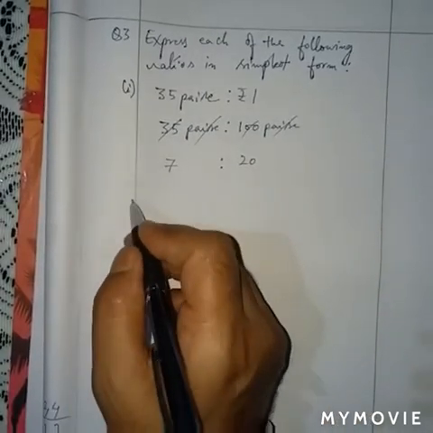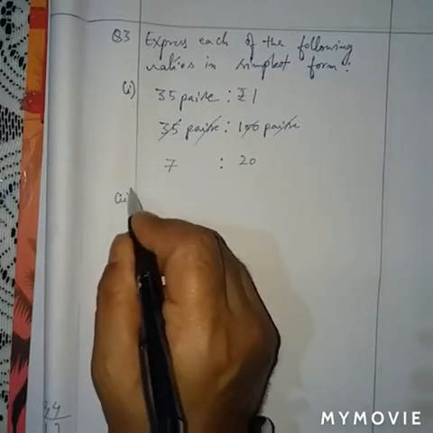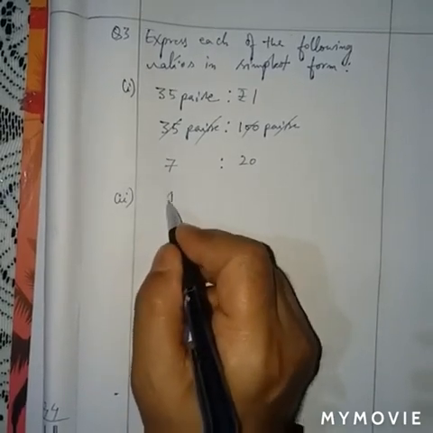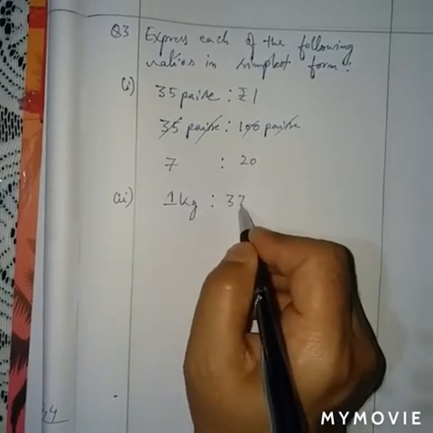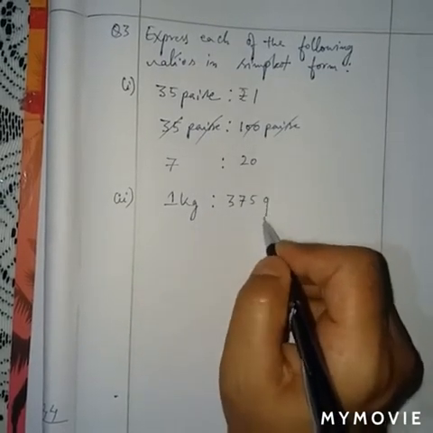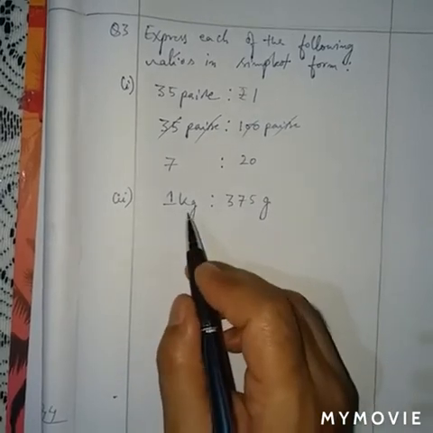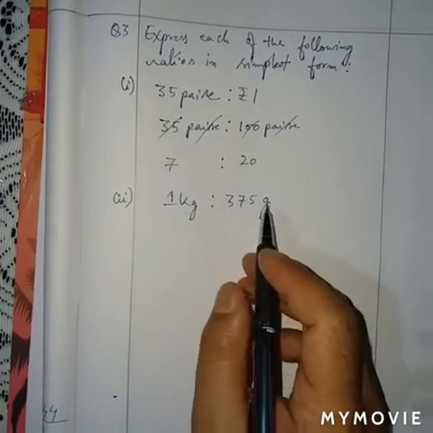Question number 2. Here 1 kg is to 375 gram. So here also we have to change the units at first.